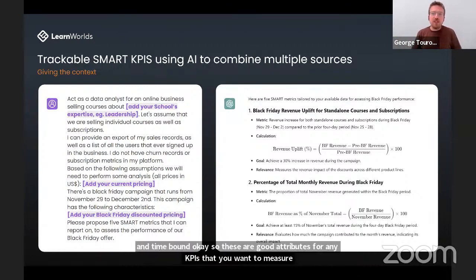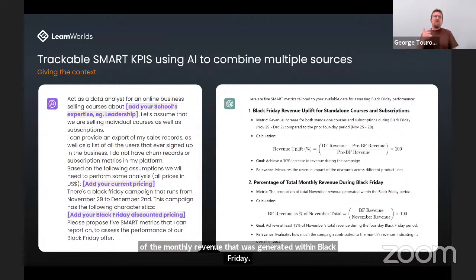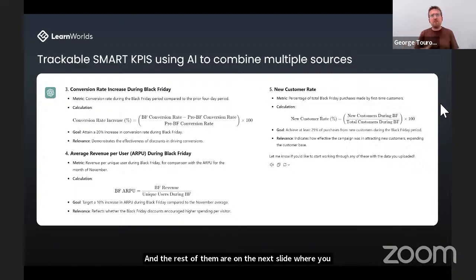And here you can see the output, which is actually quite thorough. It's the revenue uplift, the percentage of the monthly revenue that was generated within Black Friday, and the rest of them are on the next slide, where you have the conversion rate increase during Black Friday, the average revenue per user during this period, as well as the new customer rate.